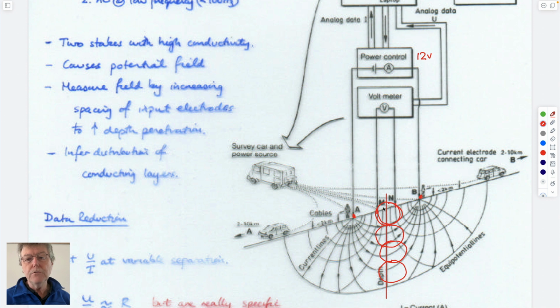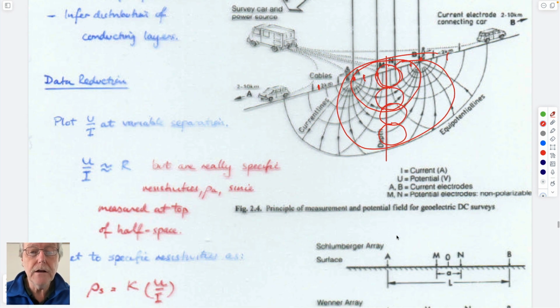As a result, the voltage that you measure as M and N get further and further apart will be progressively deeper and deeper. M and N here would measure this one. If M and N were here, they would measure this one, progressively deeper. If they were here, they would measure even deeper. And so as a result, you're basically doing a sounding to be able to get the profile of the specific resistivity of the porous medium with depth. And so you can do that.